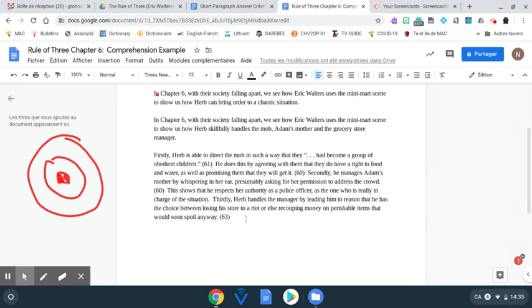So here we have our development. Now, this is a little bit long, because for my first reason with the mob, I have 2 sentences. Then for my second piece in my development about Adam's mother, I have 2 sentences. So that's 4 already. Then here, third, with the manager, I have a 5th sentence. So that's 5 already. If I have 1 sentence in my introduction and 1 sentence for my conclusion, that would be 7 in total.